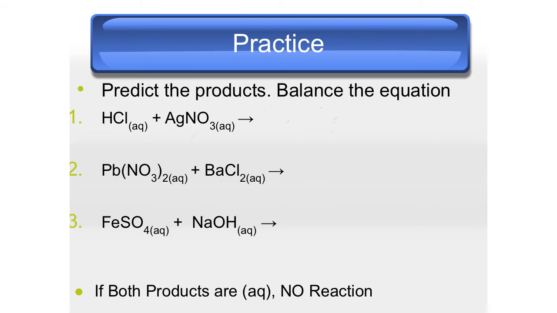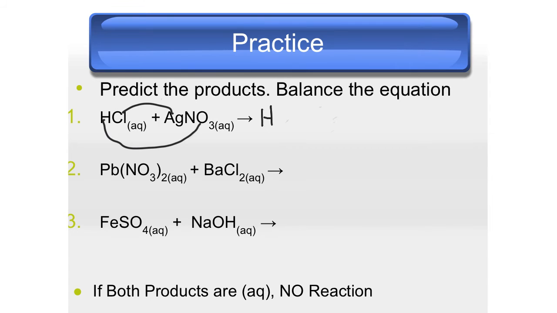So we're gonna put hydrogen and nitrate together and silver and chloride together. So we've got HNO3 plus we've got silver chloride.